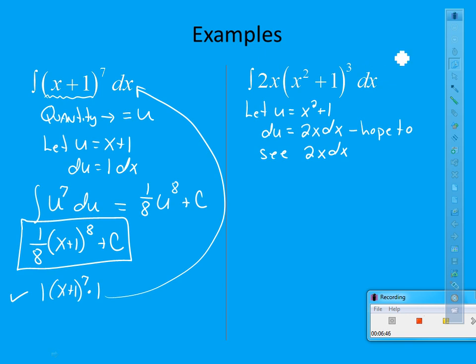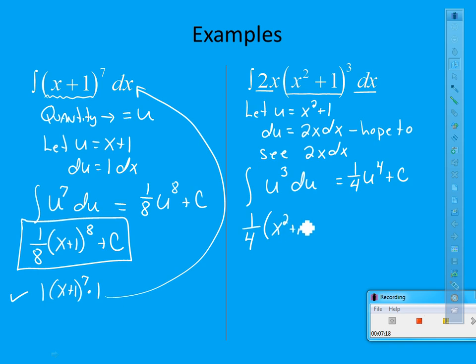So now when I rewrite this, here's what we got. I've got the antiderivative of, this part right here is u, so u to the third, 2x dx is du, so 2x dx becomes du. It's not always that simple. Now when I do my antiderivative, this becomes 1/4 u to the 4th plus c. So my solution becomes 1/4 u, which happens to be x squared plus 1 to the 4th plus c.